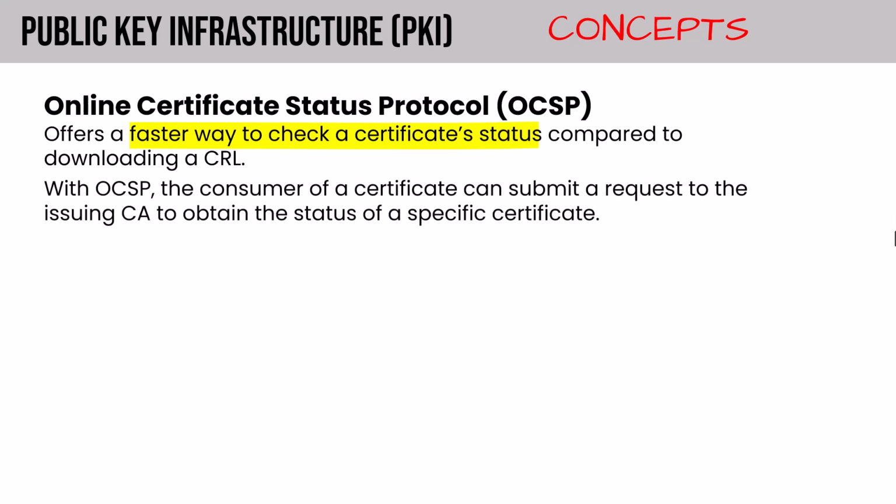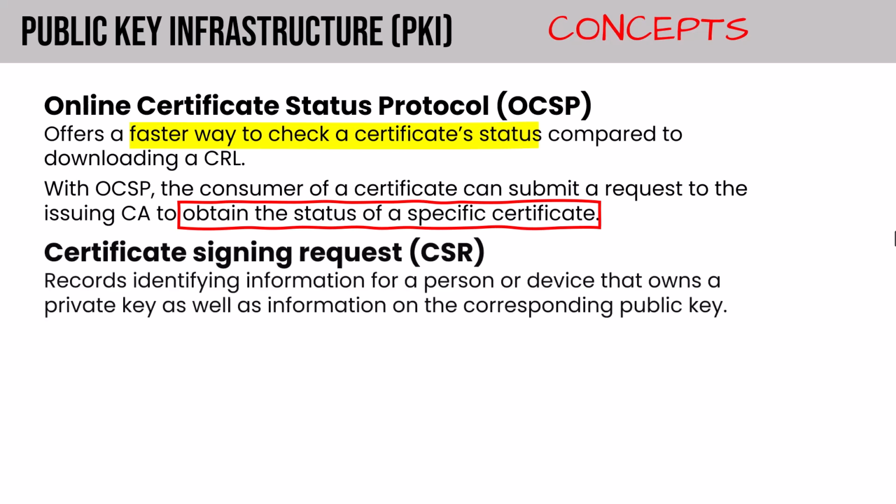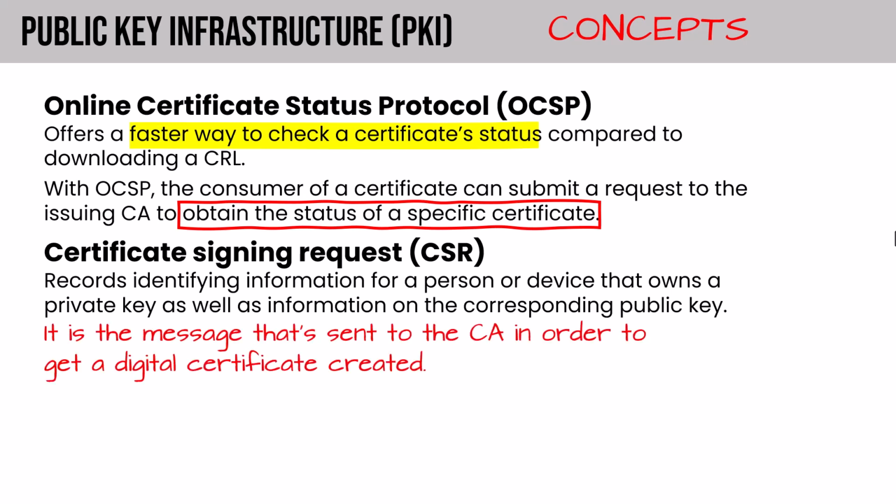With OCSP, the consumer of a certificate can submit a request to the issuing CA to obtain the status of a specific certificate, rather than downloading that entire list. So some other terms related to PKI you should be familiar with include the Certificate Signing Request, or CSR. The CSR records identifying information for a person or a device that owns a private key, as well as information on the corresponding public key. It's the message that's sent to the CA in order to get a digital certificate created.